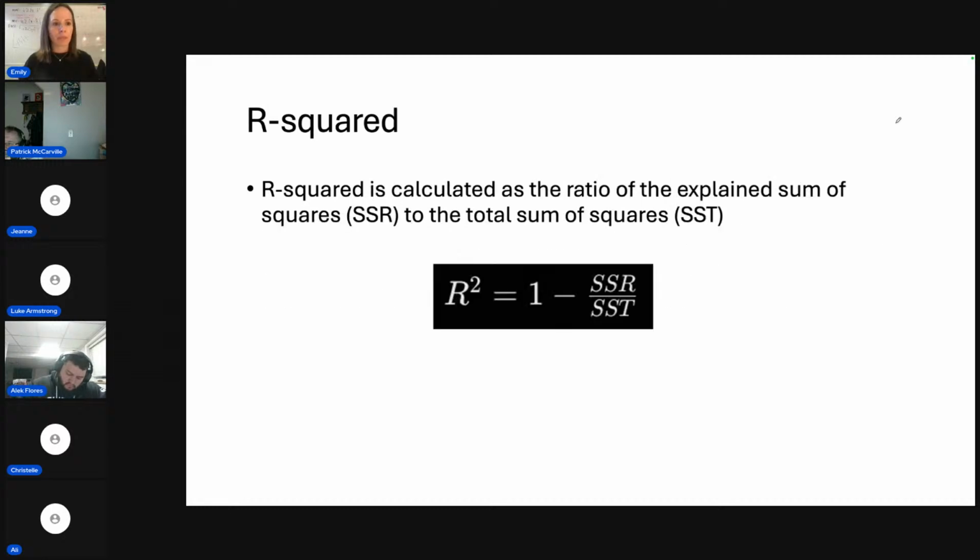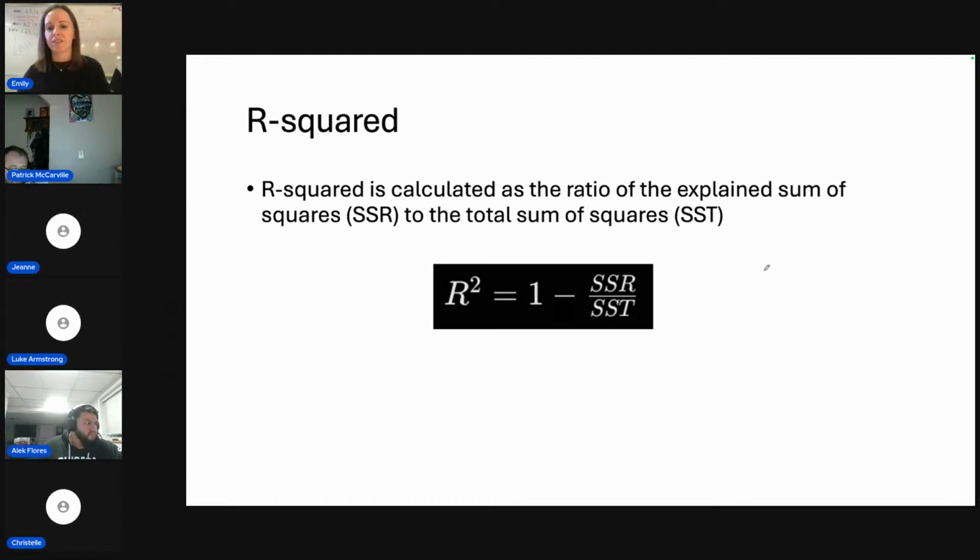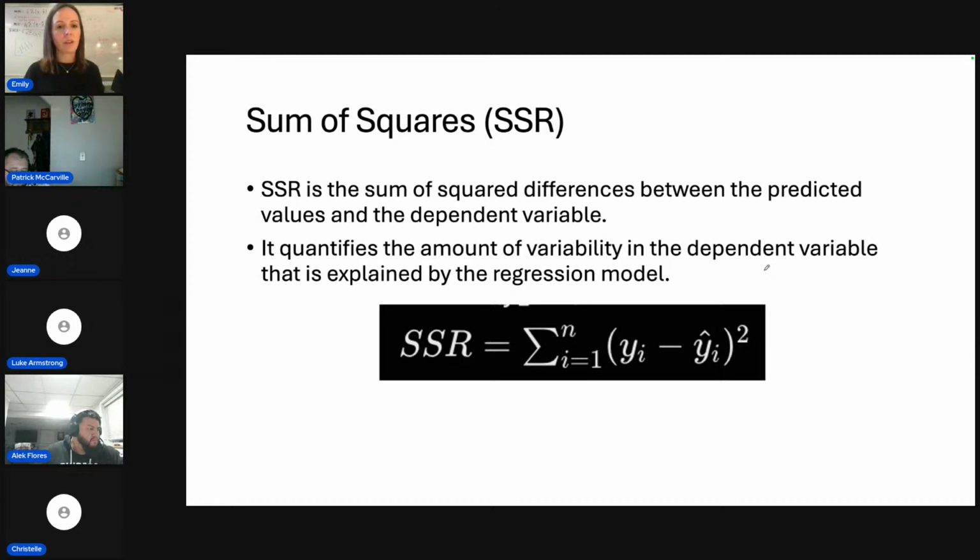Here's the formula. It's a ratio of the explained sum of squares, SSR, over the SST, which we're going to talk about. We're going to do a formula for the SSR, and then we're going to do a formula for the SST. And 1 minus that is our R squared. So this probably looks familiar to you. The SSR is the sum of squared differences between the predicted values and the dependent variable. So it's the y minus y hat squared.